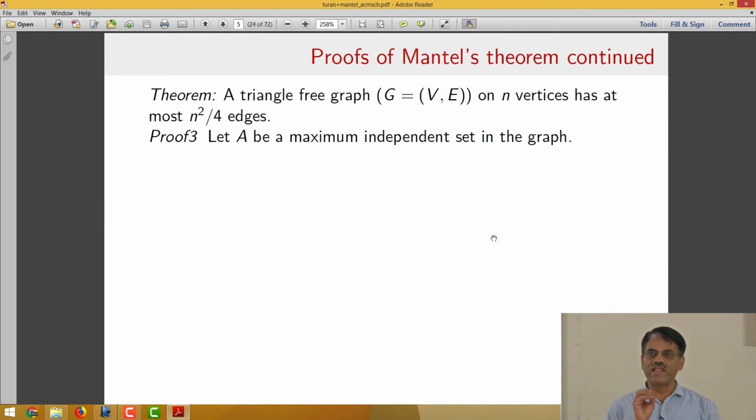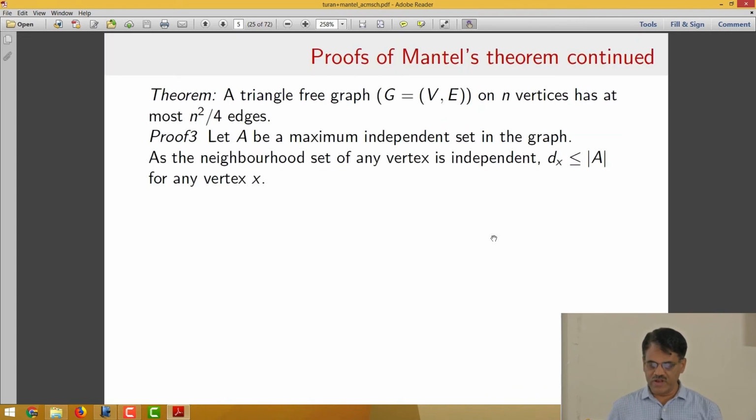What can you say about neighbors of every vertex? Take any vertex. Look at their neighbors. Can there be an edge between any pair of them? Why not? Because it is a triangle free graph. We are looking at a graph where there is no triangle. So, take any vertex and look at all its adjacent vertices, they must be independent. There cannot be an edge between any pair of them. So, the degree of any vertex is at most the cardinality of A, right? Because A is the maximum independent set.